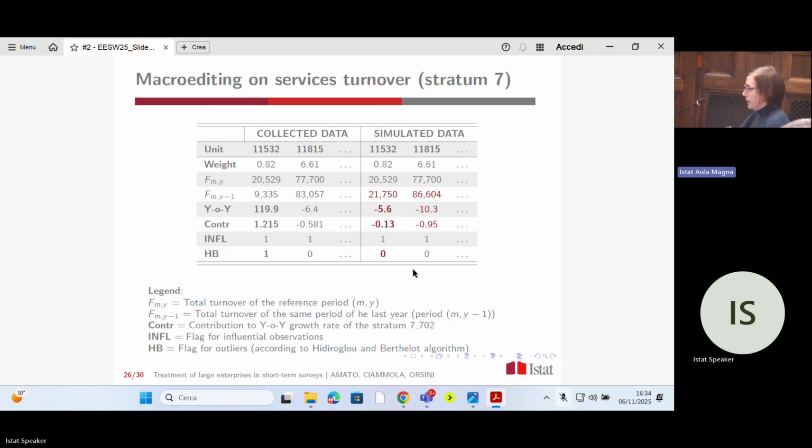Using simulated data that are generated automatically by the system, you can see that the observation is not considered an outlier any longer, and the year-on-year growth rate becomes negative.